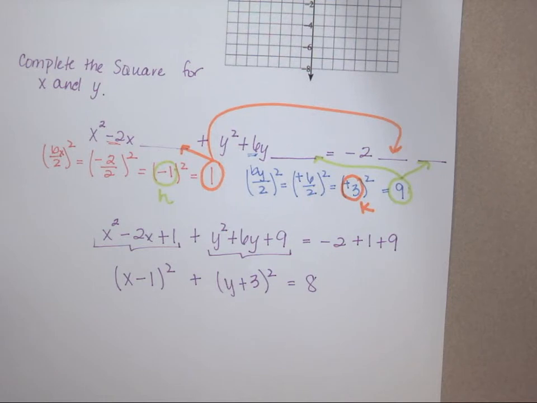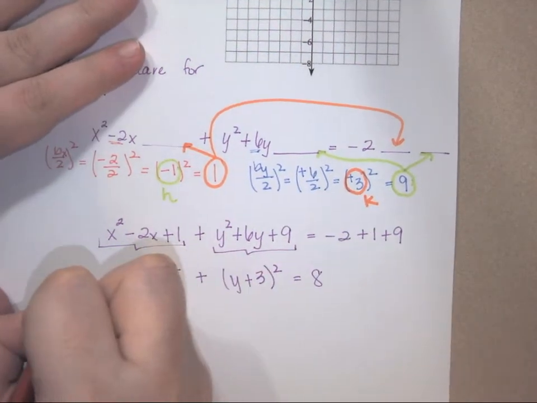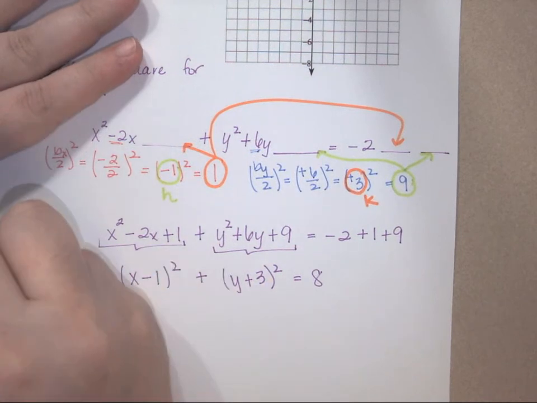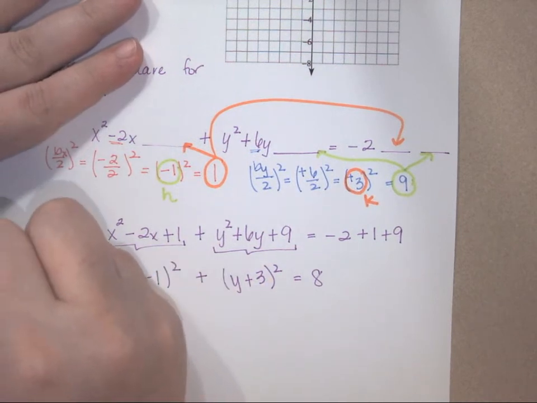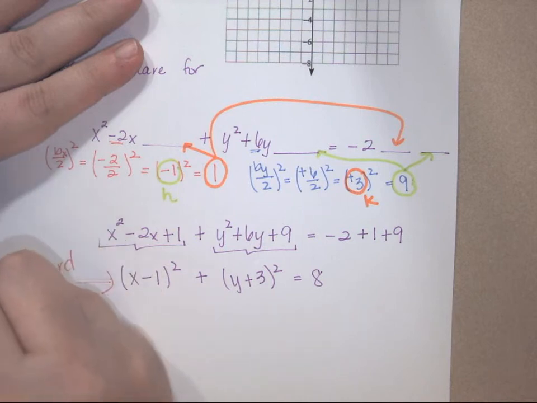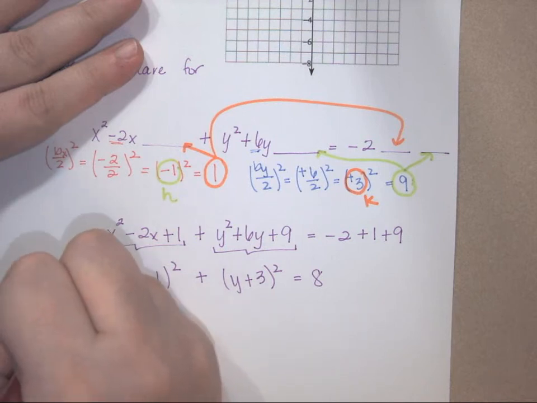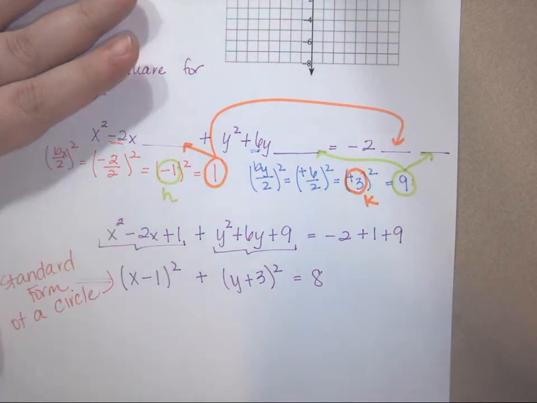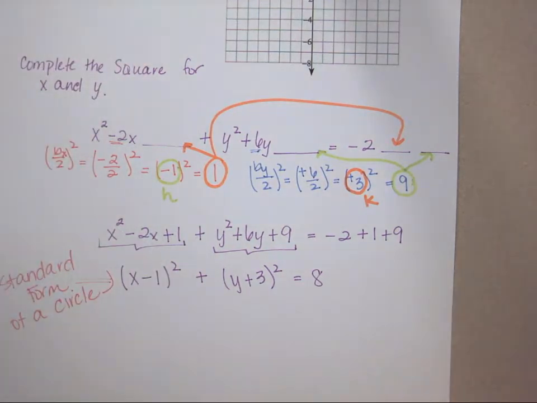at this point, if you look close, you can see that what I actually have here is the standard form of a circle. So that is where we can actually stop.